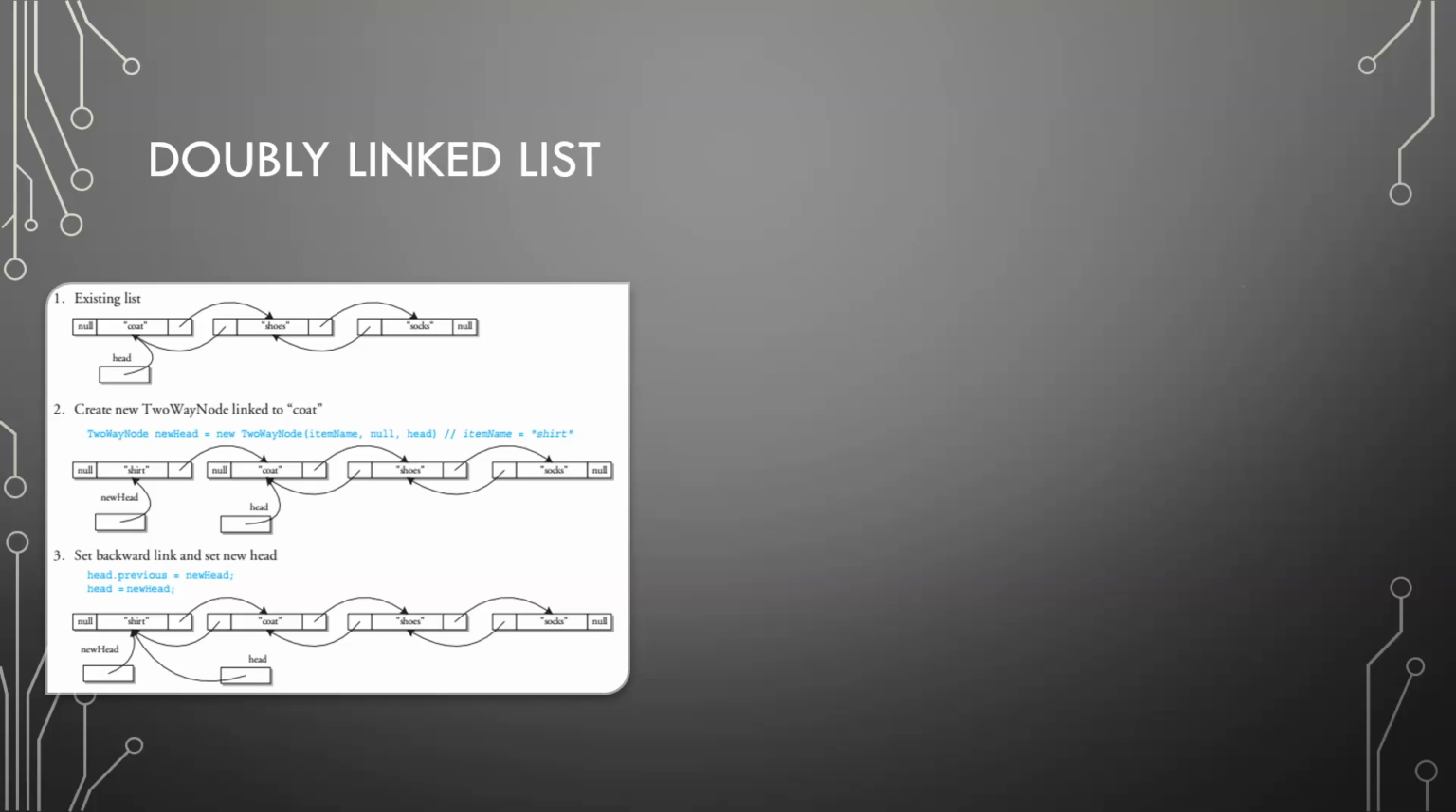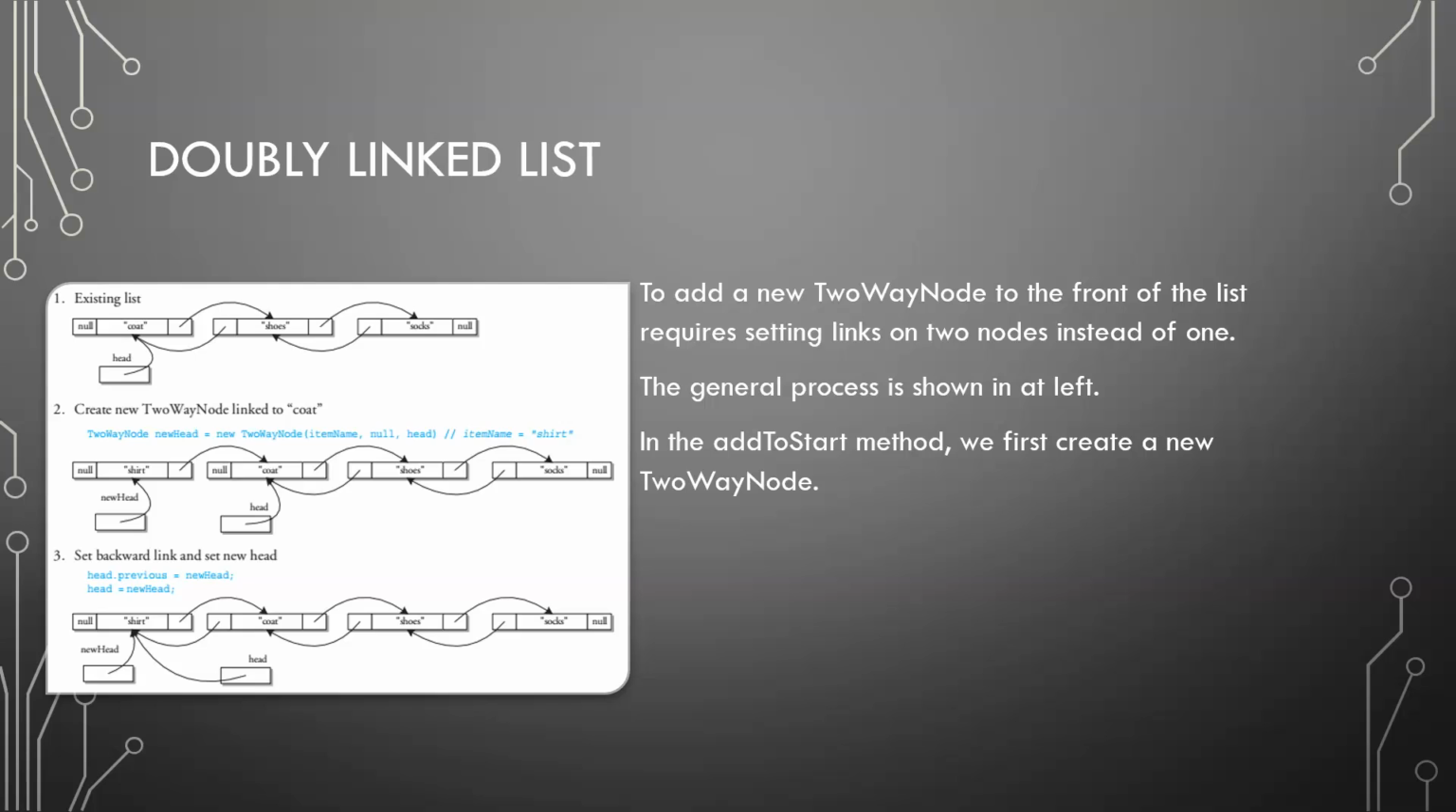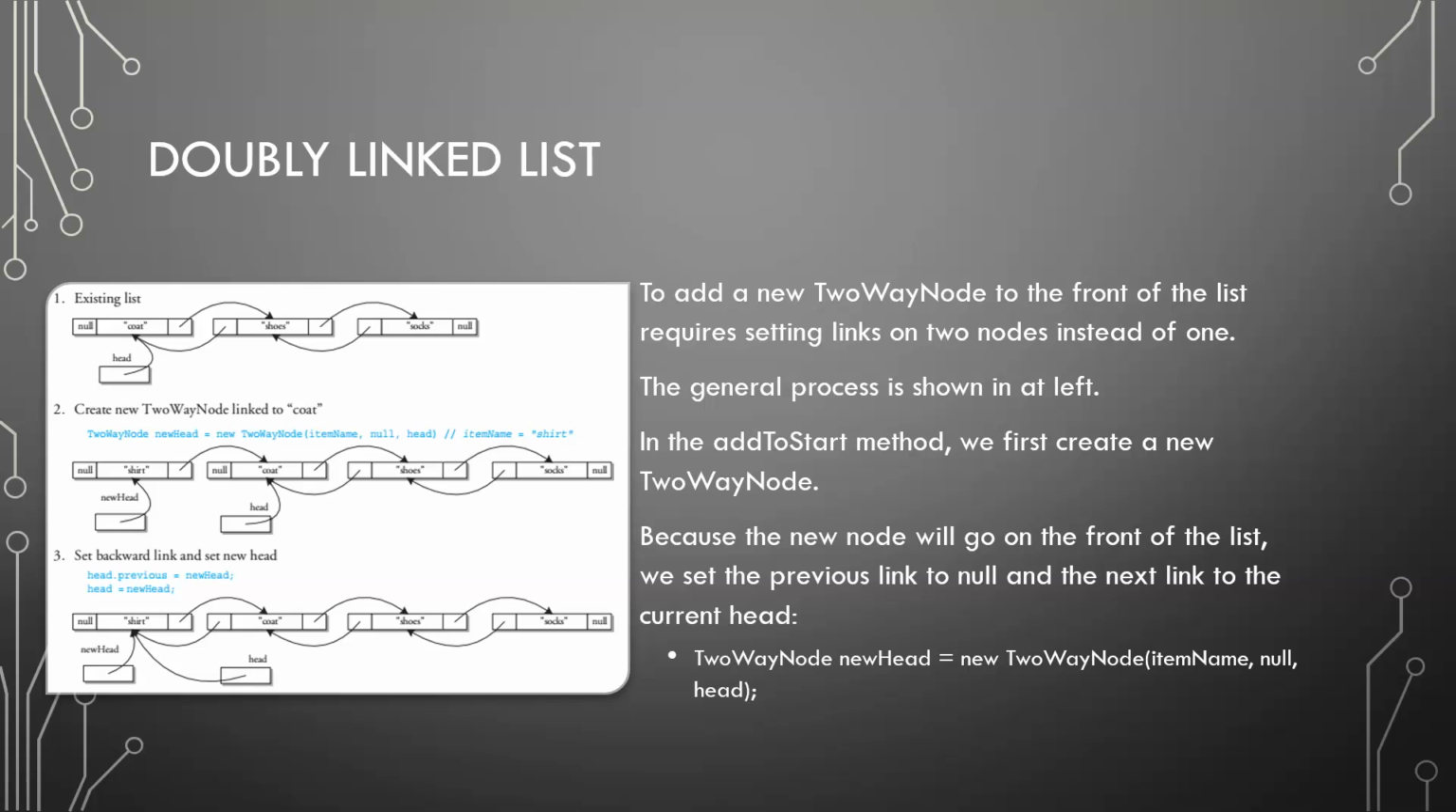All right, so here's an example of our first linked list process. So let's say we want to add a new two-way node to the front of the list. Well, this requires setting links on two nodes instead of one. The general process of how we do that is shown here at left. In the add to start method, we're first going to create a new two-way node. Now, because the new node will go on the front of the list, we set the previous link to null and the next link to the current head. TwoWayNode newHead equals new TwoWayNode(item, null, head).